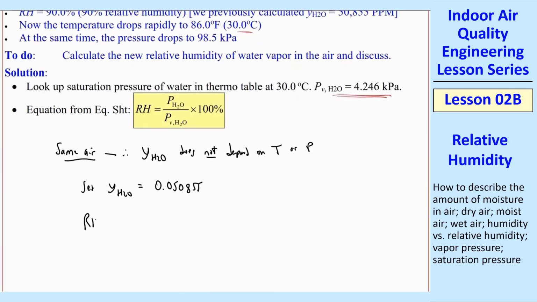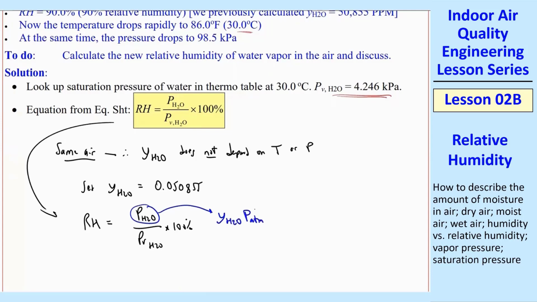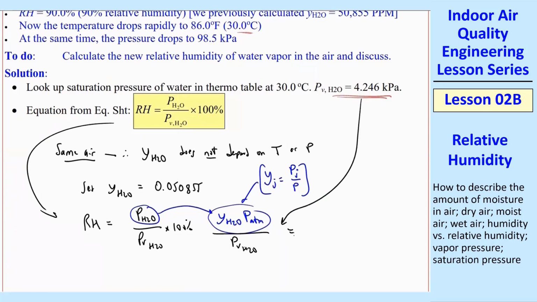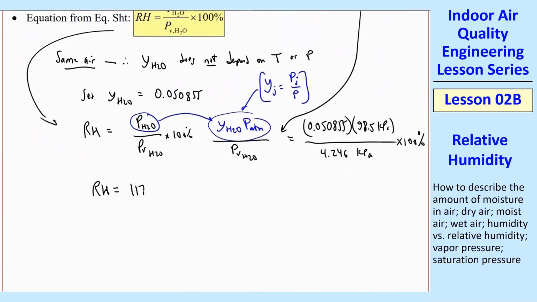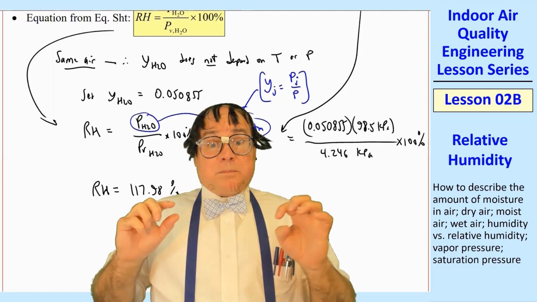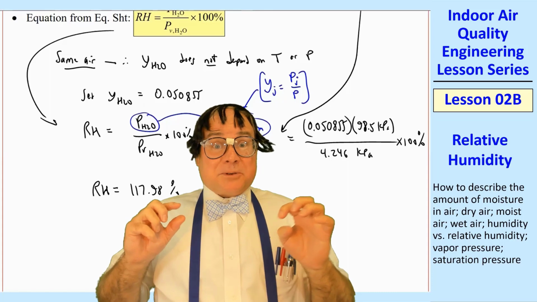0.050855. And so RH, using this equation, is equal to PH2O over PVH2O times 100%, but PH2O is equal to YH2O times P atmosphere, since remember Yj is Pj over P, and that P is P atmosphere. So that's what we'll put in the numerator, and then we'll use our new PVH2O for the denominator. And so when I plug in the numbers, I get 117.98% or roughly 118%. But sir, that's greater than 100%.